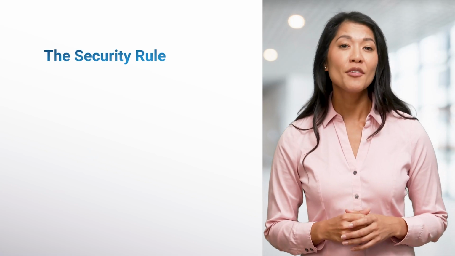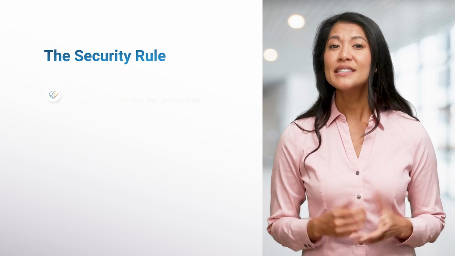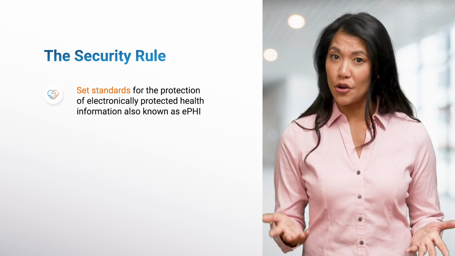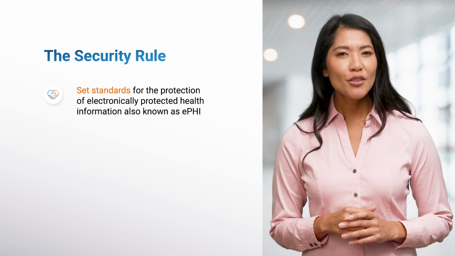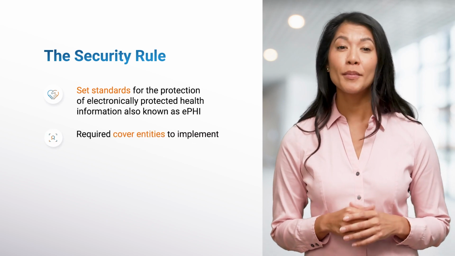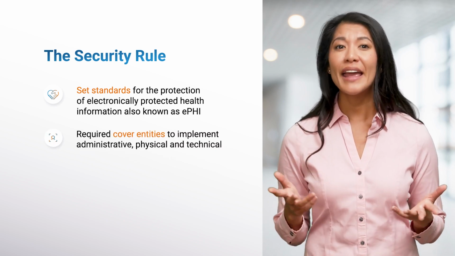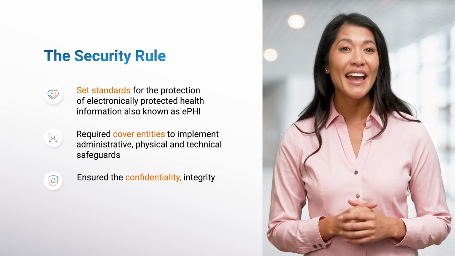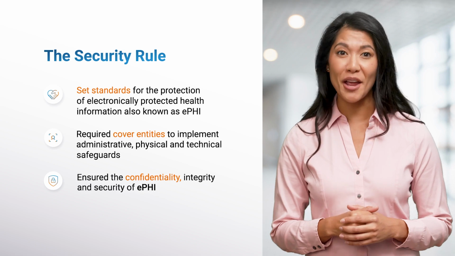Yet another rule made its entrance 3 short years later, the Security Rule, which became effective in 2003. It set standards for the protection of electronically protected health information, also known as ePHI. The Security Rule required covered entities to implement administrative, physical, and technical safeguards to ensure the confidentiality, integrity, and security of ePHI. But that's not all. There are 3 more rules that have been enacted since 2003.